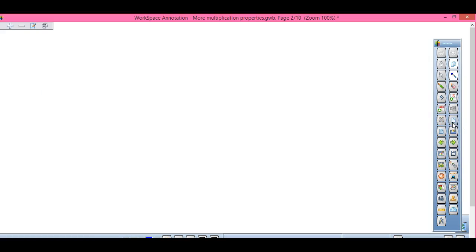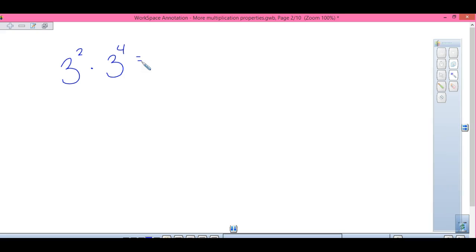Let's review our properties a little bit. If I have two things that are across from each other with the same base, so 3 to the second times 3 to the fourth, what do I do? Add the exponents, and I get 3 to the what? 6, yep.